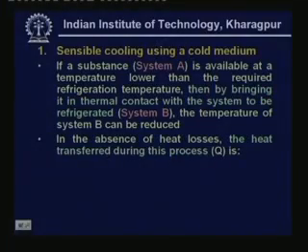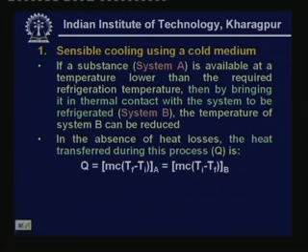In the absence of heat losses, if Q is the heat transferred during this process over a time period, then Q can be written as Q = MC(Tf - Ti) of A, which is equal to MC(Ti - Tf) of B. Here A is the system that is providing refrigeration. That means in this example, A is the cold water and B is the building, whose temperature is getting reduced. So the heat transferred from the building in the absence of any losses will be exactly equal to the heat transferred to the cold water.